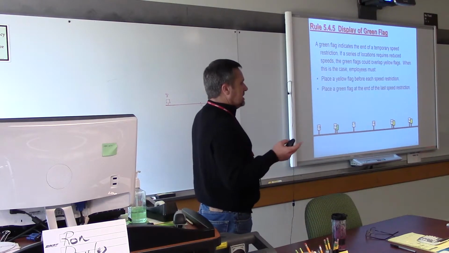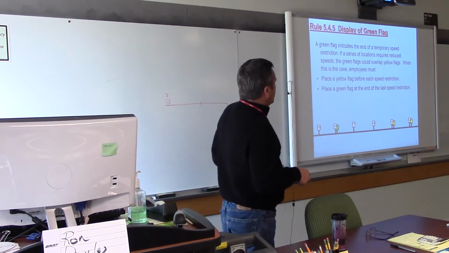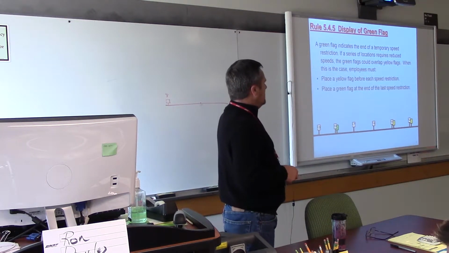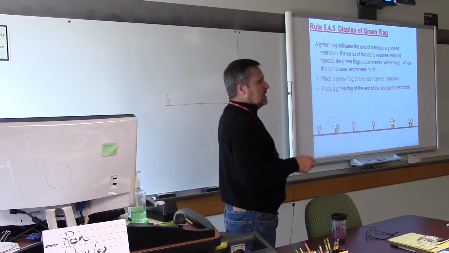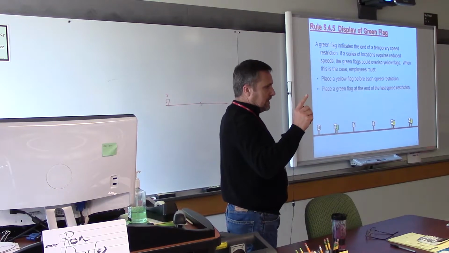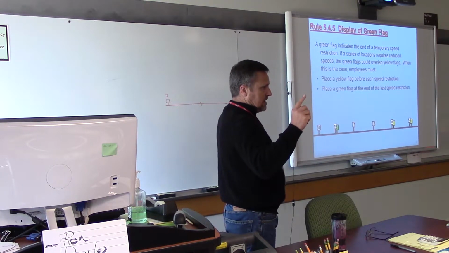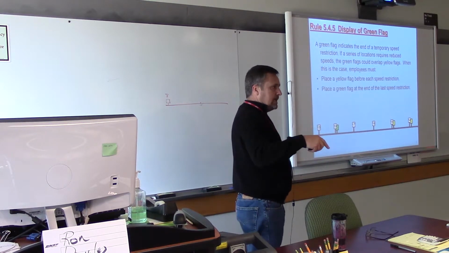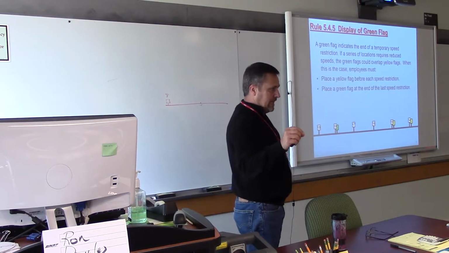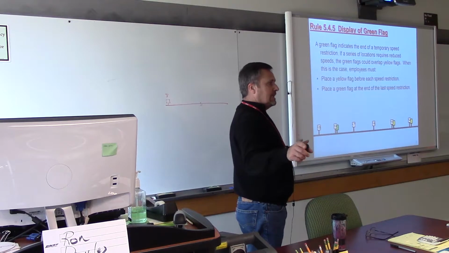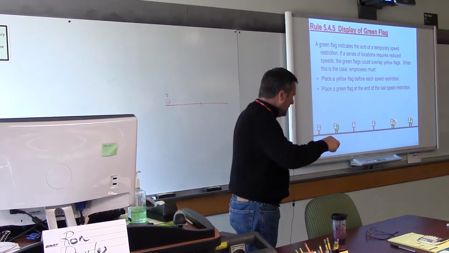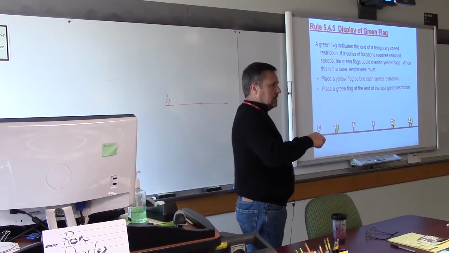Green flag, we talked about this a little bit yesterday, indicates the end of a temporary speed restriction. If you have multiple speed restrictions in one area, there's still only going to be one green flag. Okay? For the reason I just told you. Anytime you pass a green board, you're relieved of all restrictions. That's why they're not going to put a green board for each area.